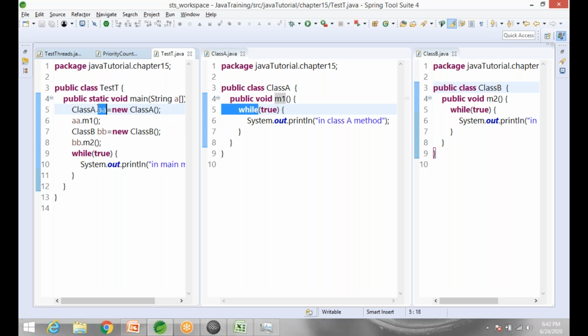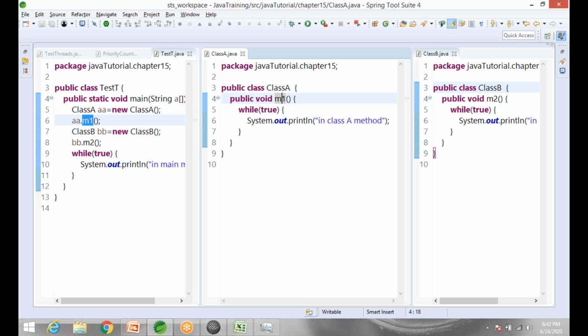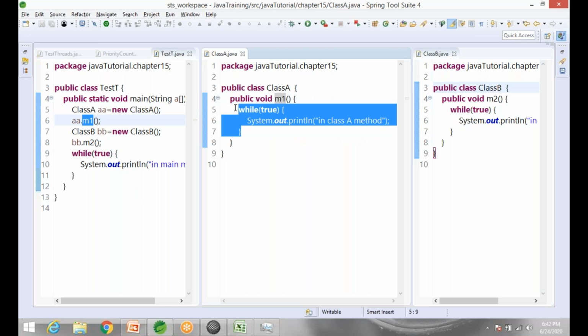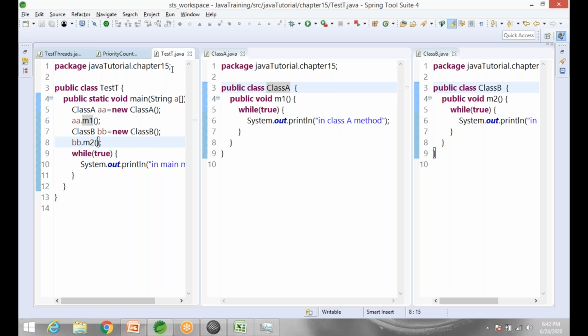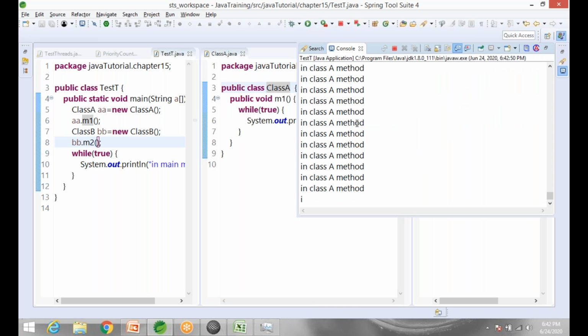You create an object of class A and call the M1 method. The control goes to M1. When you're here, you're endlessly printing class A method. Will you ever get a chance to return back to this line? No. It's an endless loop, so you'll never come back. So the only output you'll see is this. You're endlessly printing class A method.